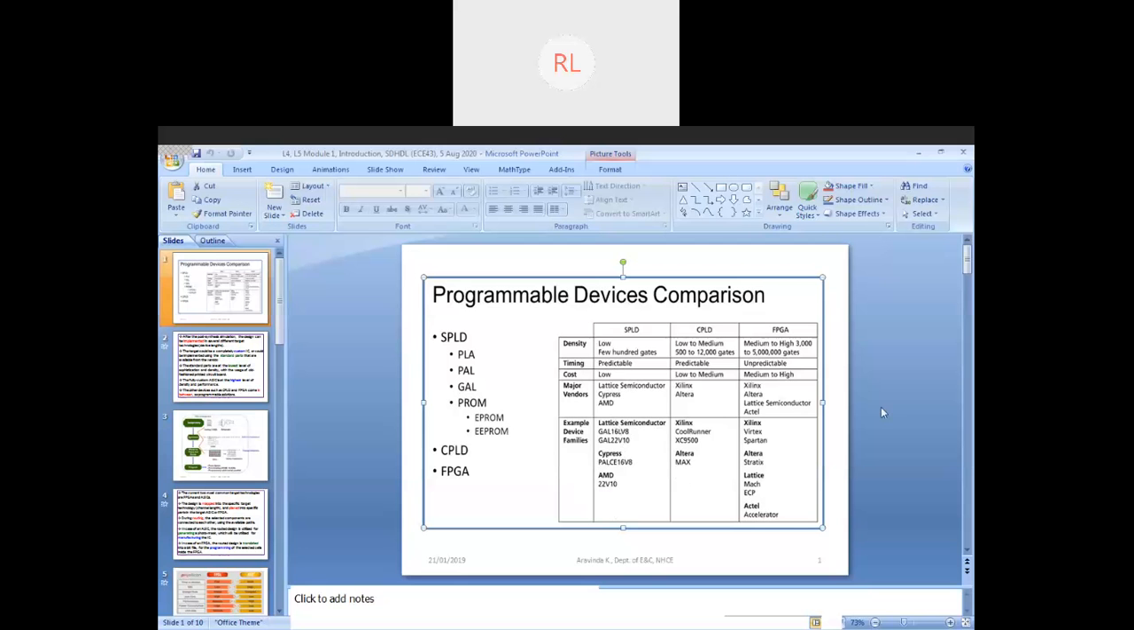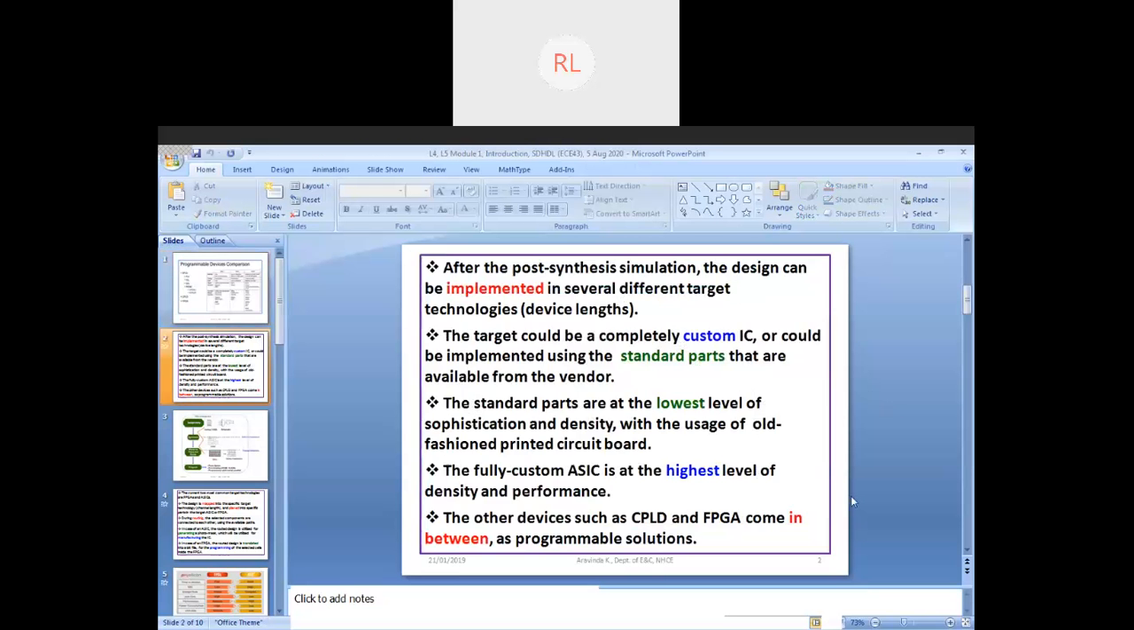Now, what is timing? Yesterday I was telling you about the rise time and fall time. How much time it takes for the clock signal to go from a lower level to a higher level, and how much time it takes for a clock signal to go from a higher level to a lower level. Why do we need clocks? Clocks are generally used for the transmission of data. It synchronizes data, so with clock, the transmission becomes easy. These are a few examples to consider. After post-synthesis simulation, the design can be implemented in several different target technologies. Now I was mentioning 7 nanometer, I was mentioning 5 nanometer.